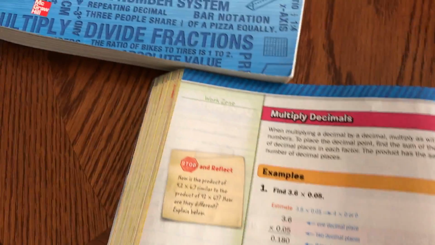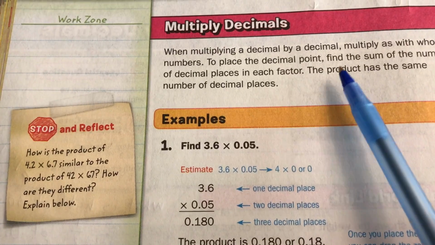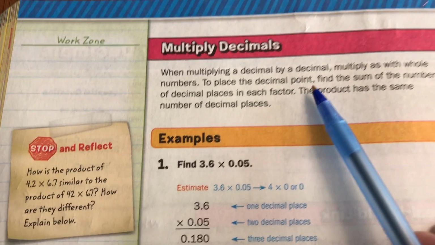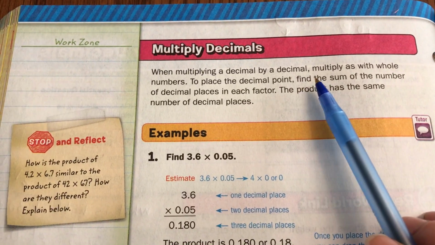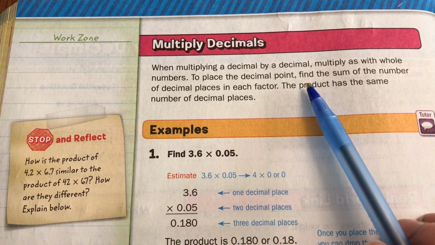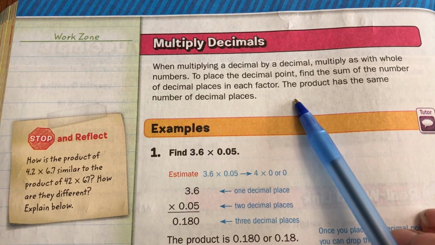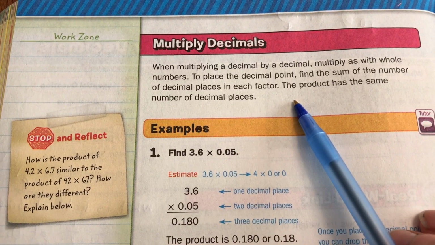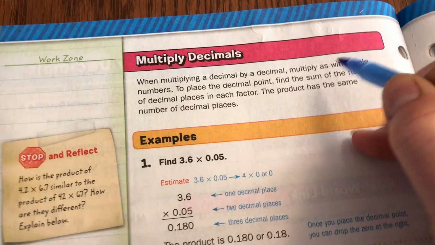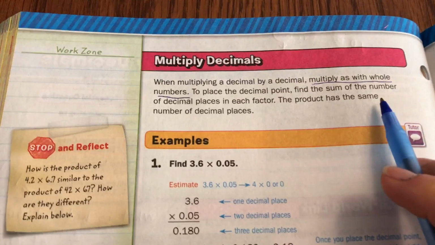All right, here we go. Let's read about multiplying decimals. It should tell us the trick here. So, when multiplying a decimal by a decimal, multiply as with whole numbers. To place the decimal point, find the sum of the number of decimal places in each factor. The product has the same number of decimal places. So here's what I'm hearing here. You're just ignoring the decimals and multiplying it like they are whole numbers.